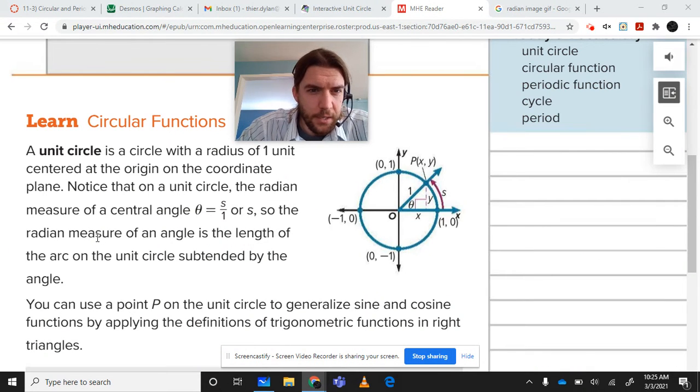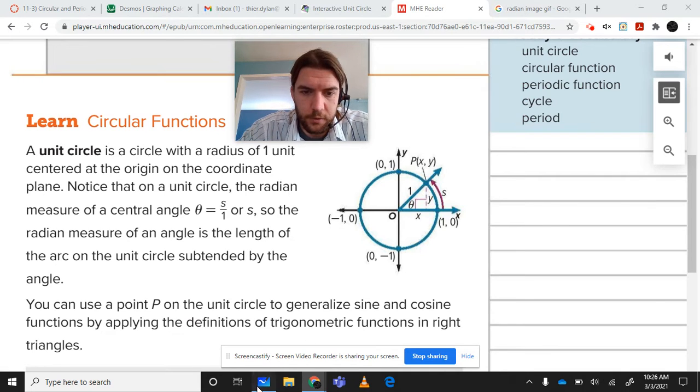Okay, so the radian measure of an angle is the length of the arc on the unit circle subtended by the angle. They're basically saying that if we want to find this arc length, typically the way that we do it is we take our angle and multiply by our radius. So in the unit circle, where the radius is 1, our arc length and our angle will always match in value.